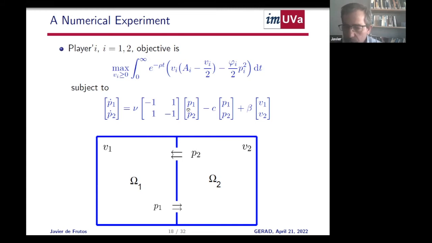And the emission in each one of the regions contributes to increase the stock of pollution. And the stock of pollution has a quadratic cost in region I, and the player has a profit from the emissions, and that is quadratic in the emission. We are thinking that the production is proportional to the emission in each one of the countries.